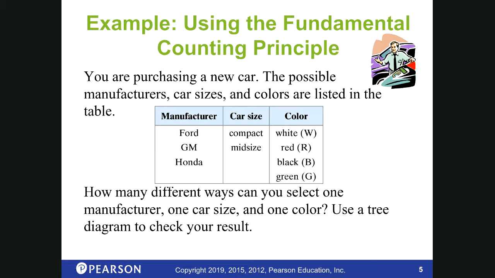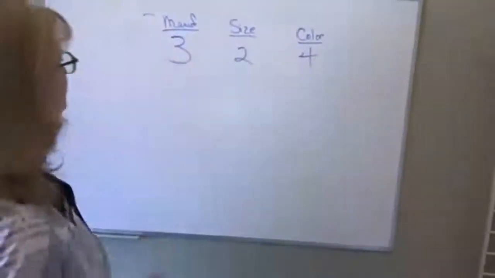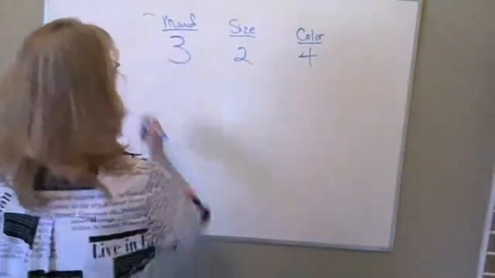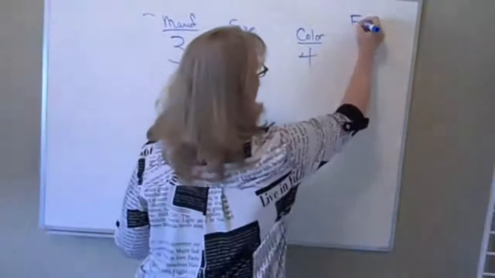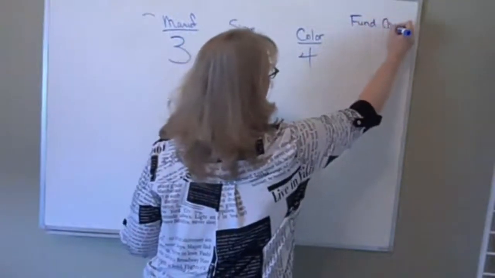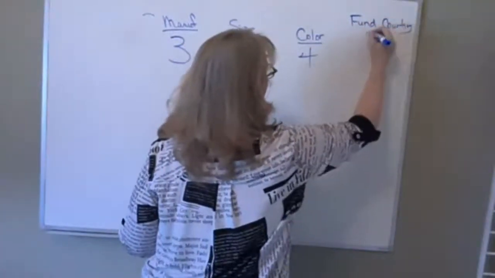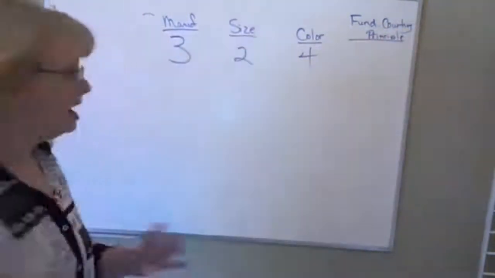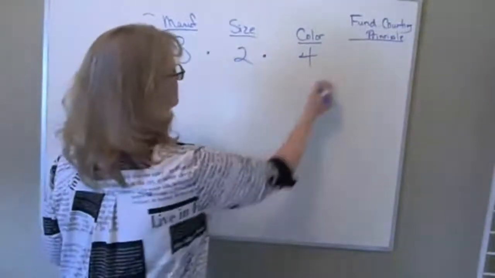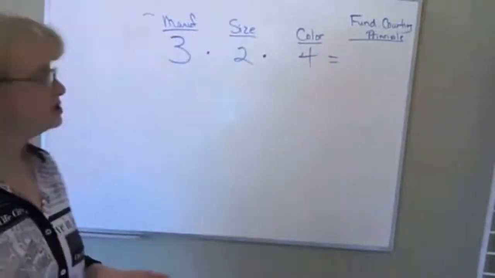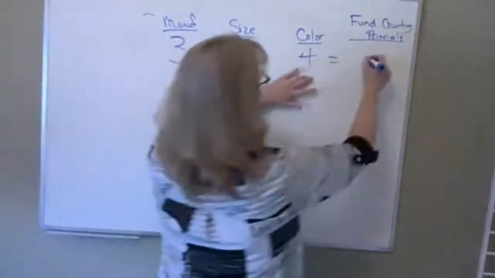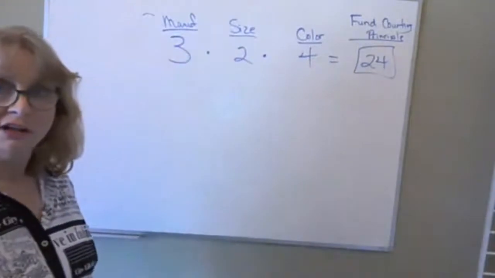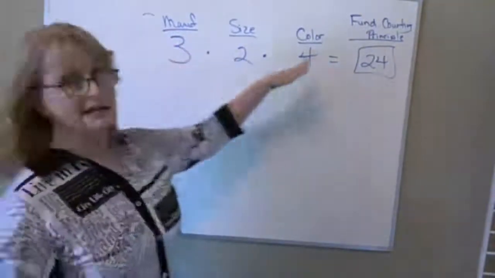So I'm going to stop sharing so everybody can see the board. So 3 manufacturers, 2 different sizes, 4 different colors. Using the fundamental counting principle, I can get the total number of combinations of manufacturer, size, and color by multiplying those 3 numbers together. So that's 3 times 2 is 6 times 4. There's 24 different possible cars based on manufacturer, size, and color.